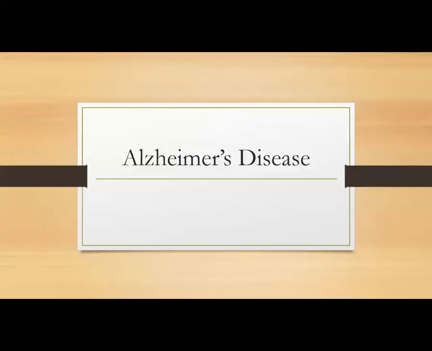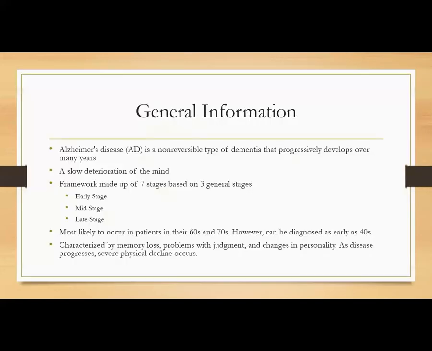Okay, so the first disorder we are going to be talking about is Alzheimer's disease. Alzheimer's disease is a non-reversible type of dementia that progressively develops over many years. And dementia is basically defined as multiple cognitive deficits that impair memory, and can affect language, motor skills, and or abstract thinking.